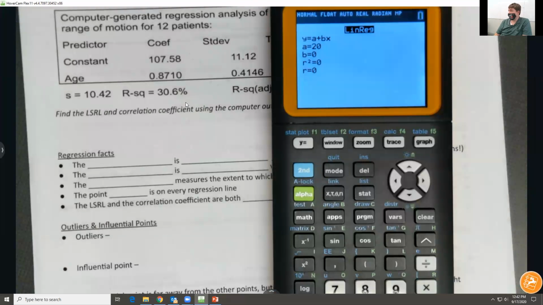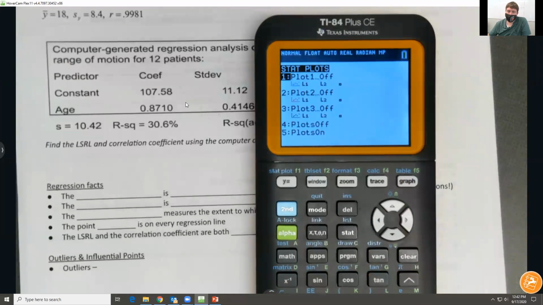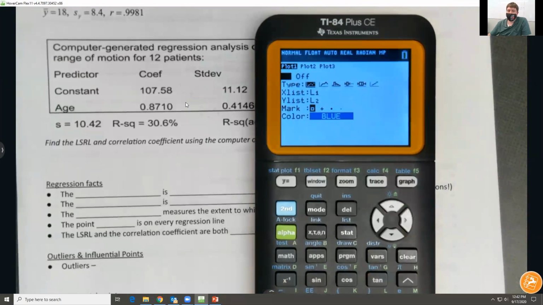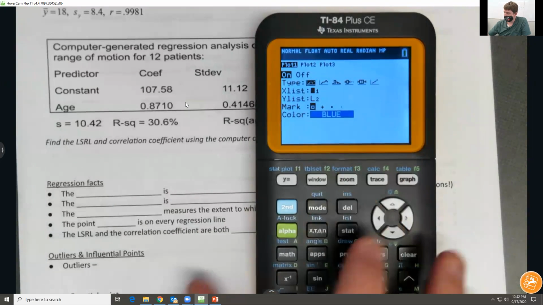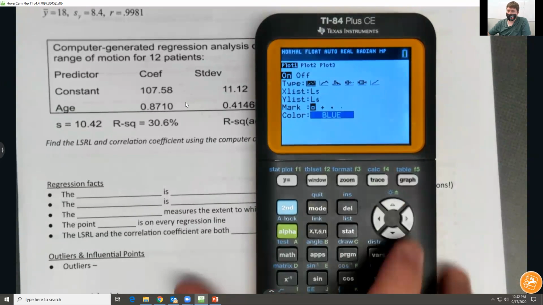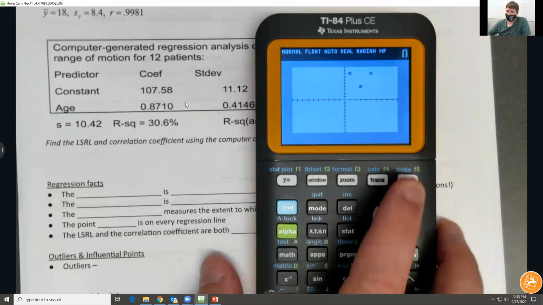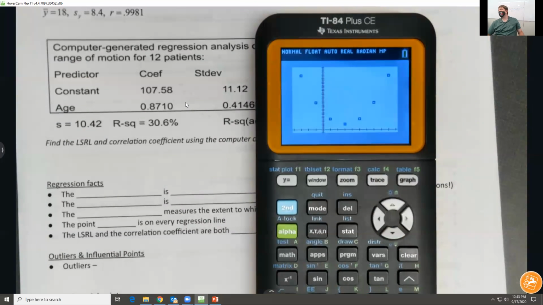We need to look at the graph and see what's up. So we're going to make sure our stat plot is on. See, mine is off because this has been reset. So turn it on. Make sure your lists are the correct ones. So 5 and 6. Much easier to do it this way than to retype everything all the time. And then hit graph. You might have to hit the zoom button in number 9. And what do we see?